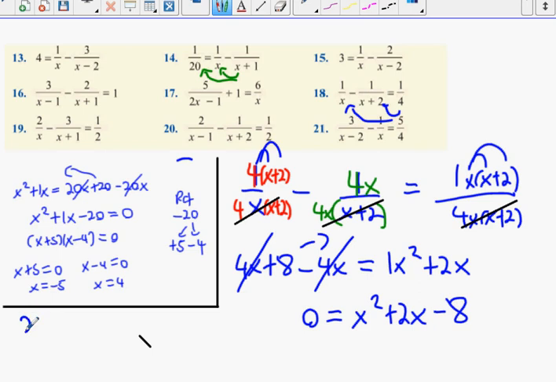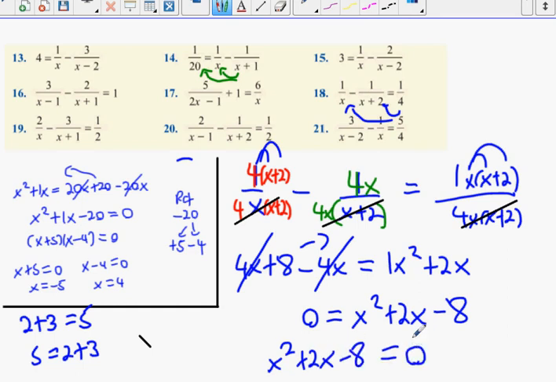Now, for some of you that are wondering, you're allowed to do a trick here. Like if I said, as an example, 2 plus 3 equals 5, I'm allowed to turn that around and say 5 equals 2 plus 3. Because it's balanced, it doesn't matter which side comes first. So I'm going to do the same trick here. And we're going to turn this into x squared plus 2x minus 8 equals 0. So it looks more like a quadratic that you're used to with the equals 0 on the right hand side, not the left hand side.